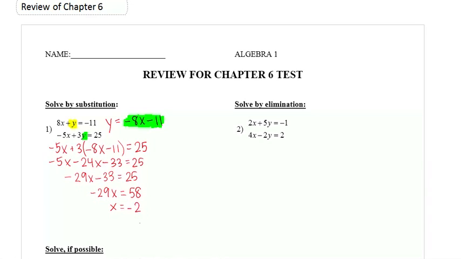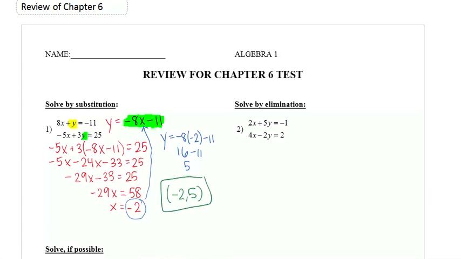And now we can take that and plug it back into one of our equations to figure out the y. And really any of them work, but I'm looking at this and saying if I take this -2 and plug it in to that new equation I created, I'll get my answer very quickly. So I have y equals -8 times -2 minus 11, which is 16 minus 11, which is 5. So my final answer, we need to take our x and y and create an ordered pair, would be -2, 5.